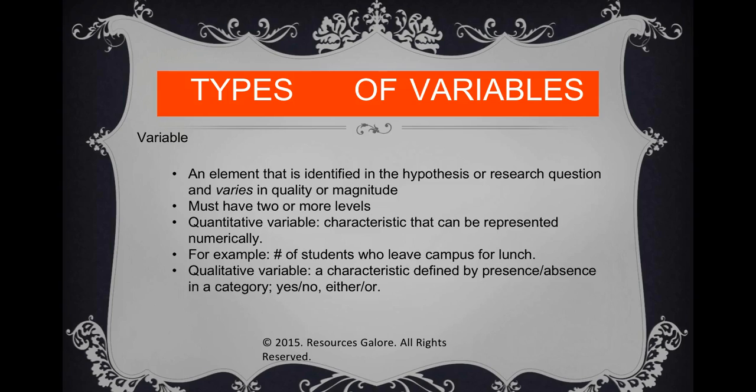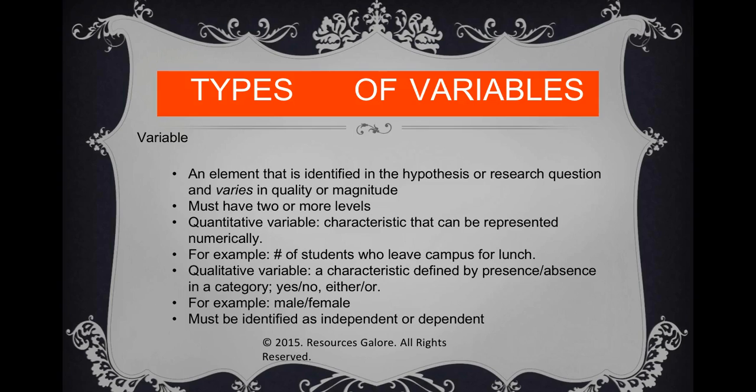Then you have qualitative. Usually this is a yes or no or an either or. So for example, take that survey again. Male or female would be something on that survey that would be a variable, and because it's non-numerical, it's a yes or no or an either or. In this case, we're talking about a qualitative variable.